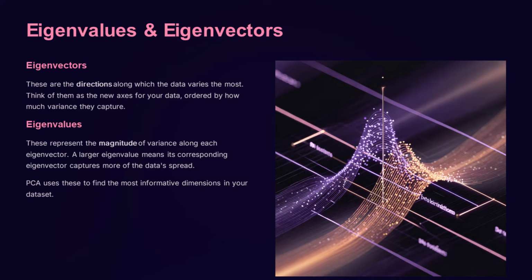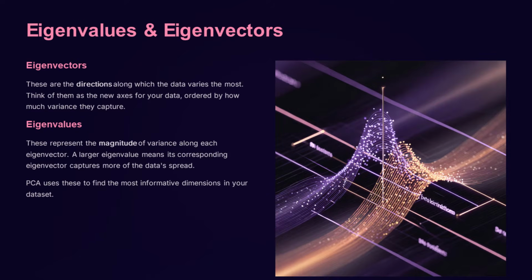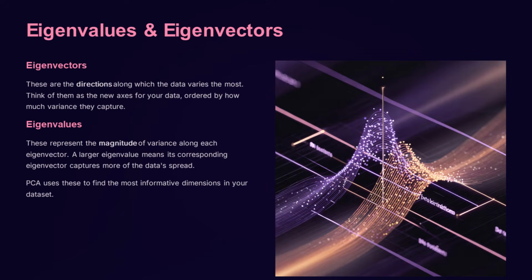Here's the key. PCA uses these to rank your components. The eigenvector with the largest eigenvalue becomes your first principal component, the single most important direction in your data. The next biggest gives you your second component, and so on. This elegant system automatically sorts your data's most important patterns for you, which is why PCA is so powerful for simplifying complex datasets while keeping what matters most.